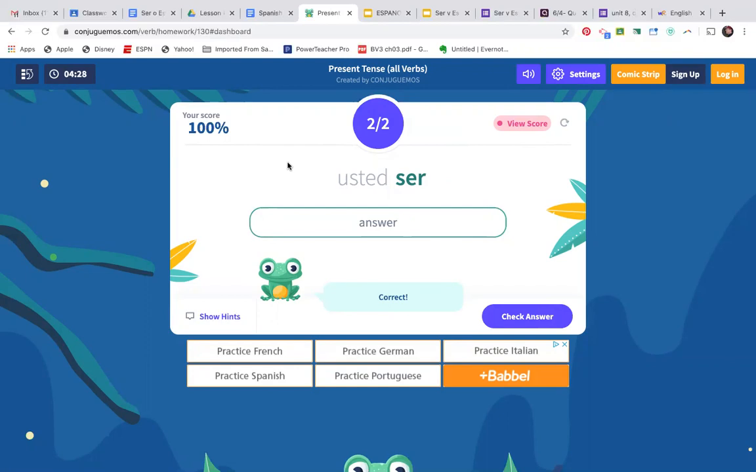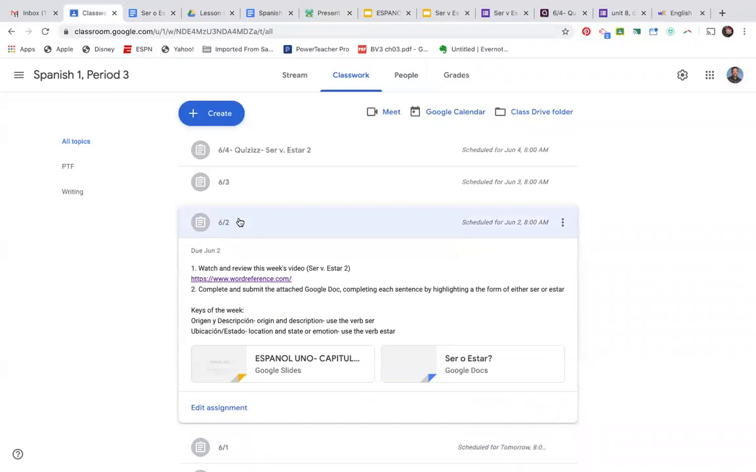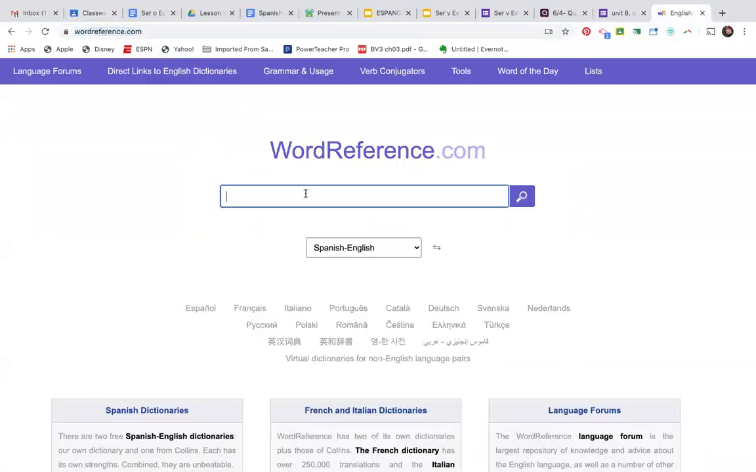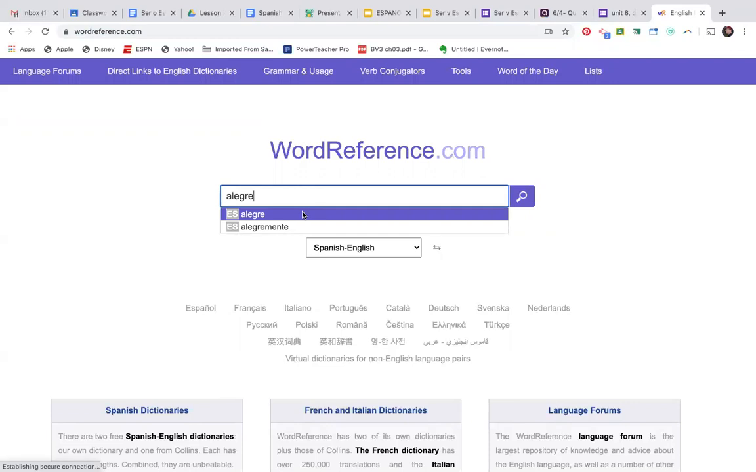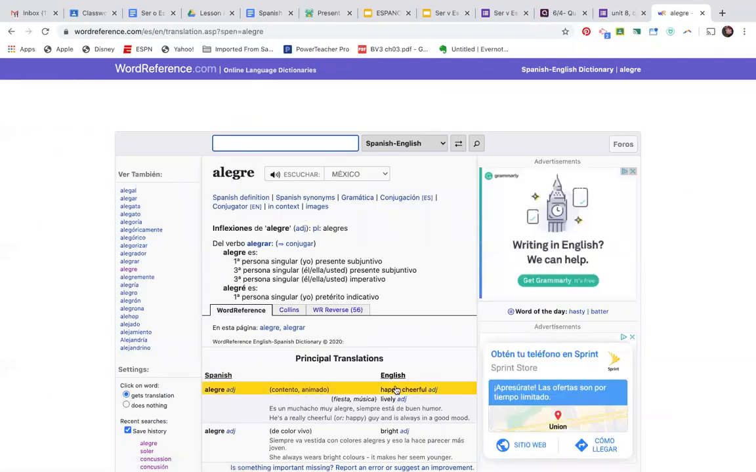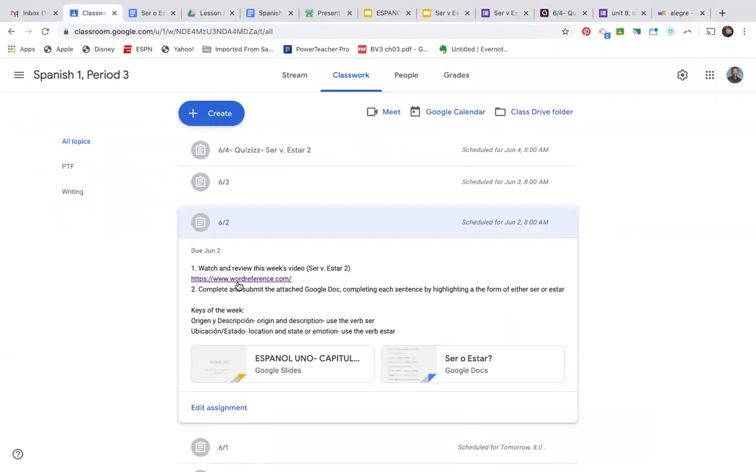Now, that's for today. If we go on to tomorrow, which would be June the 2nd, all right, let's bounce to that. As it reads, if you need help, if there's a word you're thinking about, is this word noting origin, description, location, or emotion? Go to WordReference, type the word in. You see the word alegre. You're like, what does that word mean? Got it? Pops right in, happy. And I think we see it. That is an emotion, something that can change. Use that as your guide for Tuesday, June the 2nd.